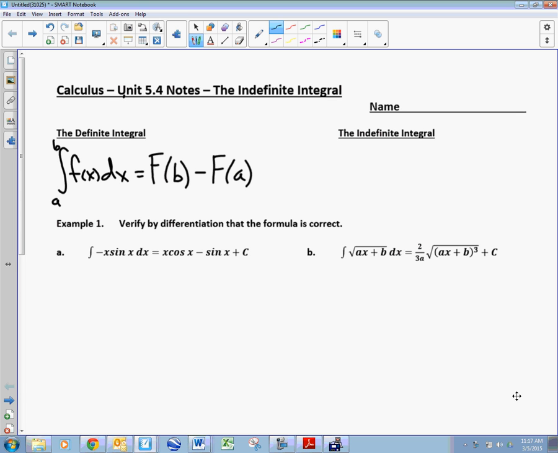So what is the indefinite integral? The indefinite integral does not have bounds. So when we're asked to find the indefinite integral, we simply take the antiderivative, only we have this slight change. We add a constant on the end.